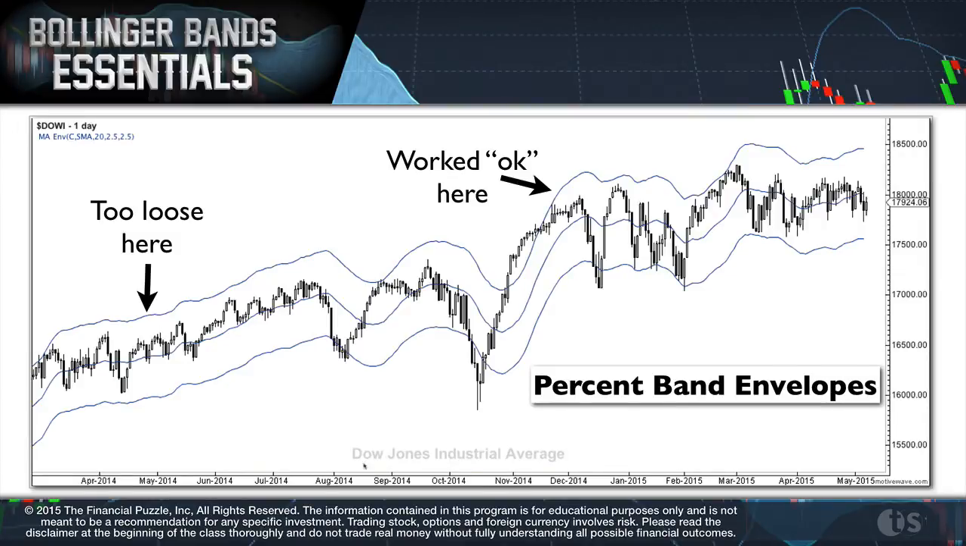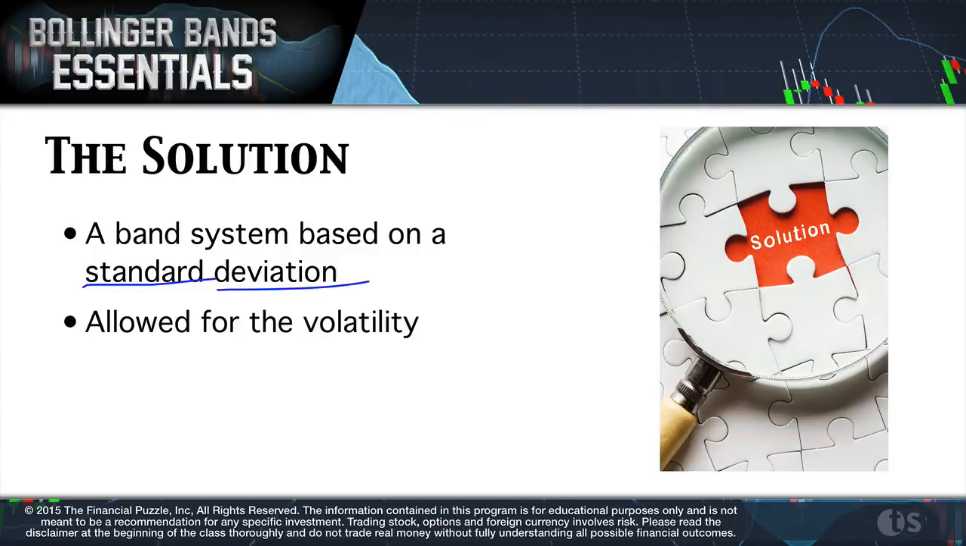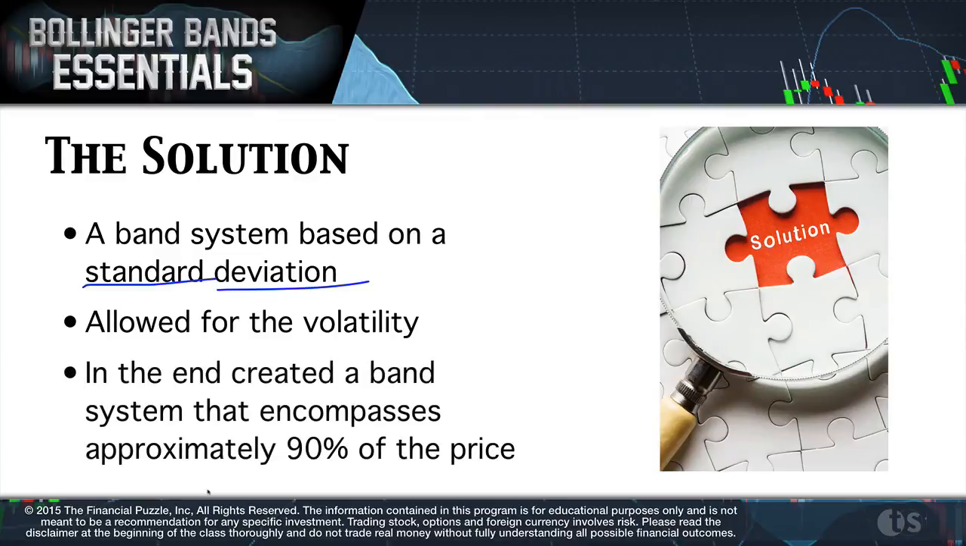So what's the solution? The solution was to build a band trading system around a standard deviation. Now, we're not going to get into all the standard deviation stuff. If you're a mathematician, then you understand what that terminology means. But what you need to know is that the standard deviation allows for volatility, and that is the key component here. In the end, what Bollinger created is a band system that encompasses approximately 90% of the price action of the stock at any given time, about 90% of that. And that's what you really want if you're going to be tracking with a band system.